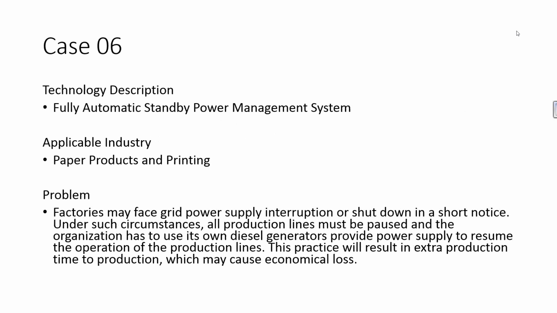The case number 6 is also from paper and product printing. Fully automatic standby power management system. The problem is factories may face grid power supply interruption or shutdown. In a short notice, under such circumstances, all production lines must be paused and the organization has to use its own diesel generation power supply to resume the operation of the production line.